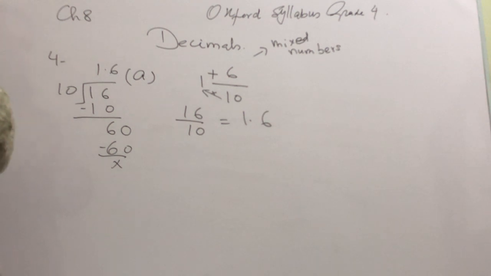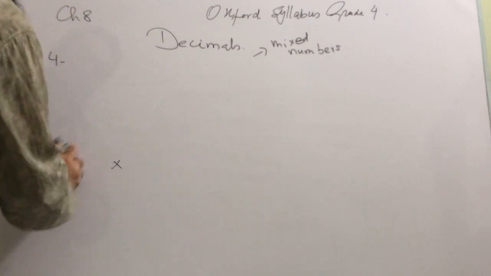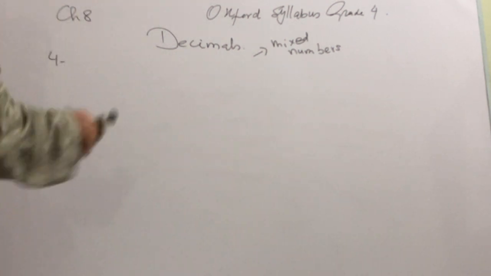This was part A. We have B, C, D. We will do one of these, then the remaining you will do as homework.